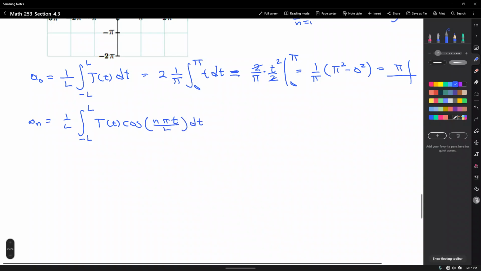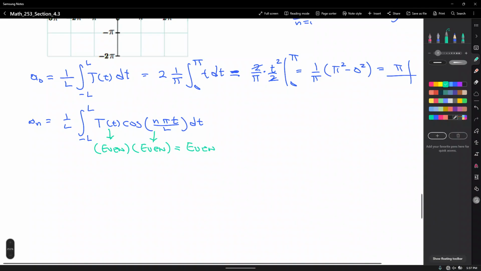But again, guys, before substituting anything, because of that domain negative L to positive L, we need to think about it first. So what about the parity of the triangular wave T of t? Isn't that again an even function? What about the parity of the cosine function? Isn't that another even function? So what is it? Even times even. What is that equal to? Even, right?